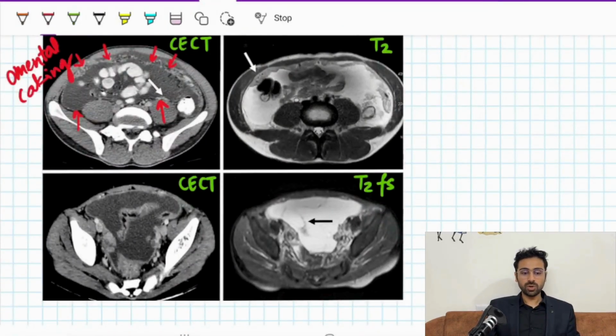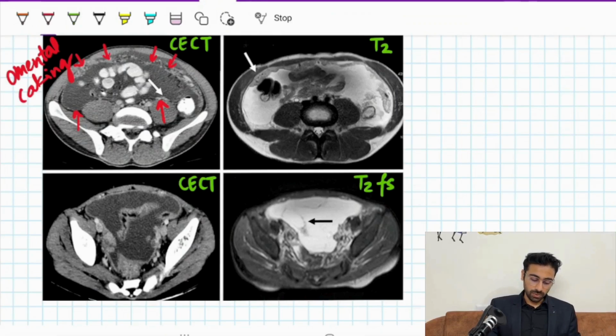You find omental caking in a patient, put differential diagnosis of tuberculosis. Another close differential is malignancy, definitely. CA ovary especially presents very frequently with omental caking. So you need to scroll through the entire scan to rule it out.